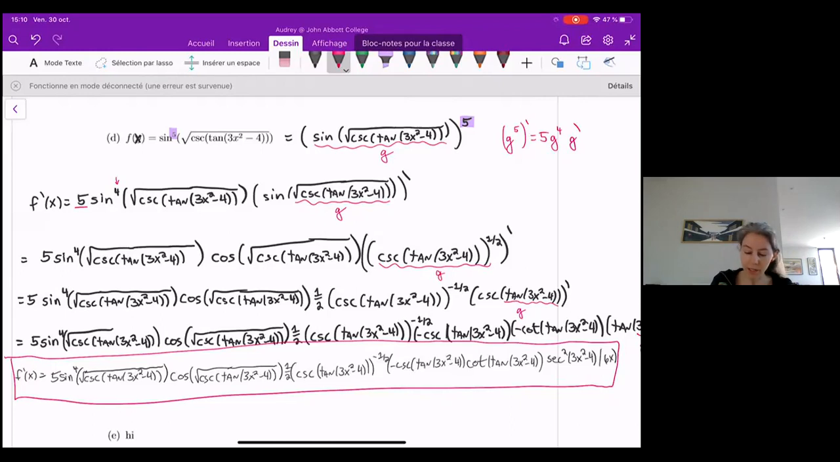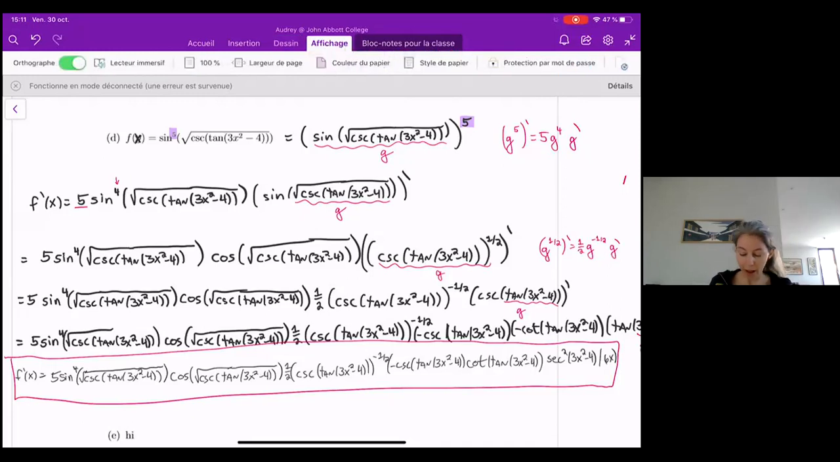And what that means is that this g right here, this cosecant, is like a g to the 1/2. So first I'm bringing the 1/2 down, I'm not touching the cosecant, I'm subtracting 1, and then I'm pulling out the derivative of cosecant. So you'll notice in the next step, I have 1/2 cosecant of tangent of 3x squared minus 4 to the negative 1/2 times the derivative of cosecant of tangent of 3x squared minus 4, with no power there.